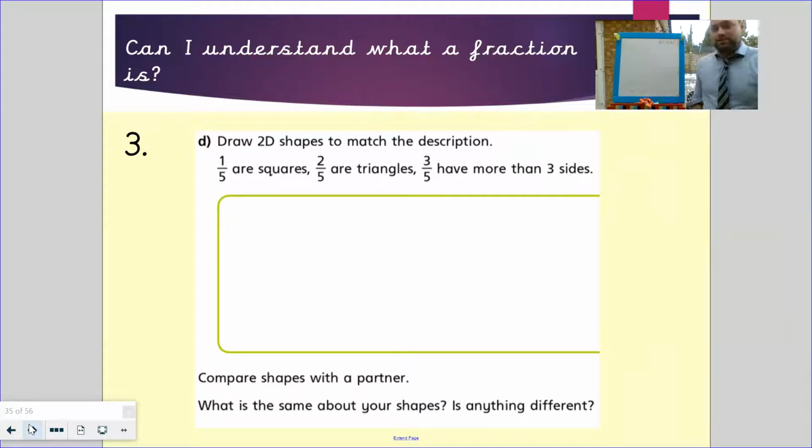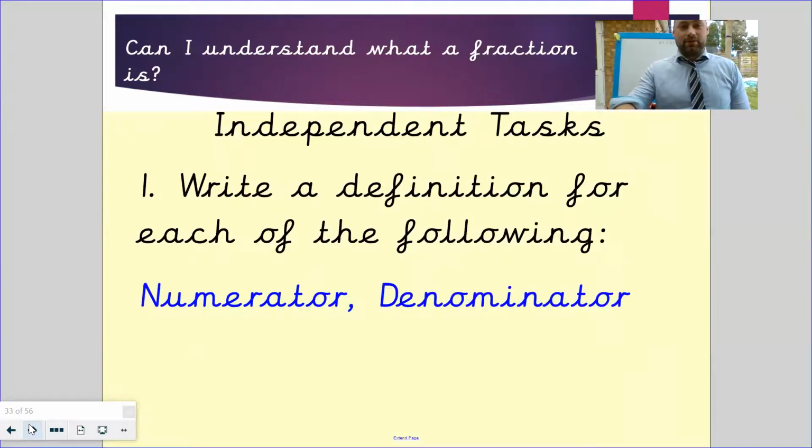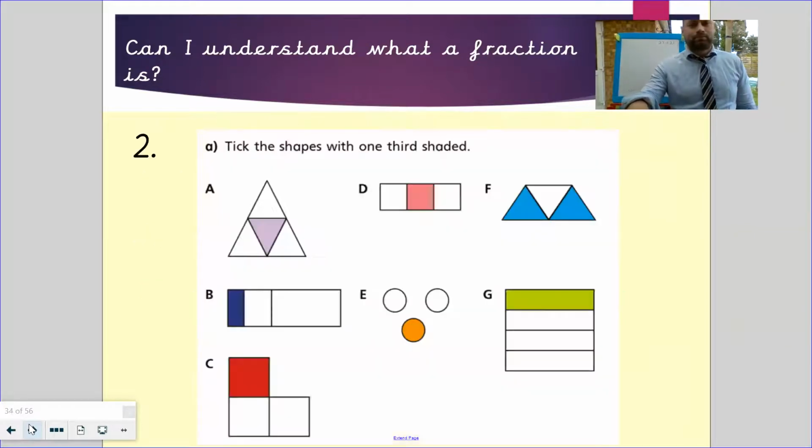Okay, let's go through the answers. Remember, everyone should be doing this one. So for number 1, all you need to write basically for me is that the numerator is the top number of a fraction, and that tells us how many parts we're looking at. The denominator is the bottom number of a fraction, and that tells us how many parts we have in total, or how many parts our whole has been split into.